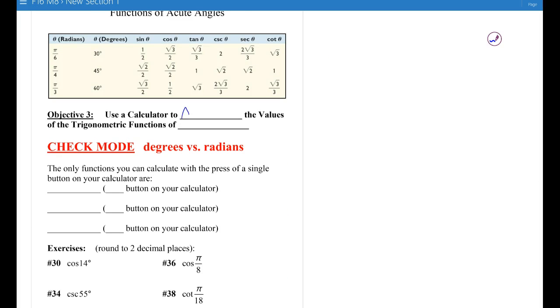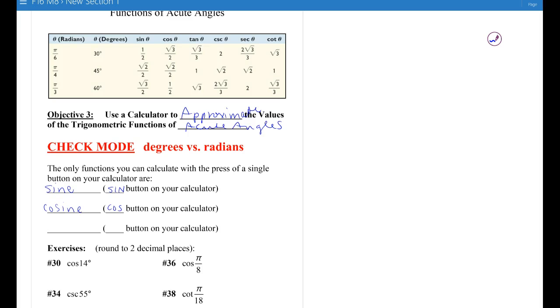So now we're going to use a calculator to approximate the values of the trig functions only of acute angles right now. We'll get carried away and do every kind of angle eventually, but we start with the acute angles that live in a right triangle. So look at your scientific calculator, and the only functions you can calculate with the press of a single button are sine. So you should see a button that says SIN on your calculator.